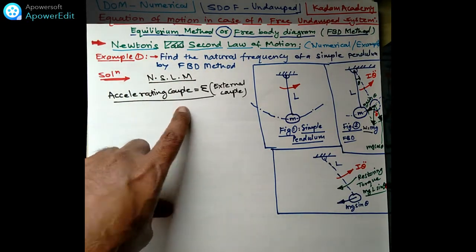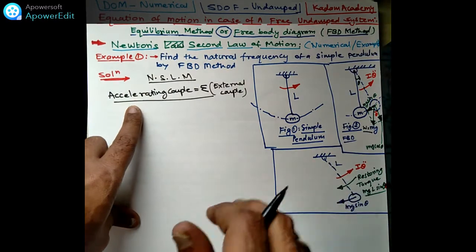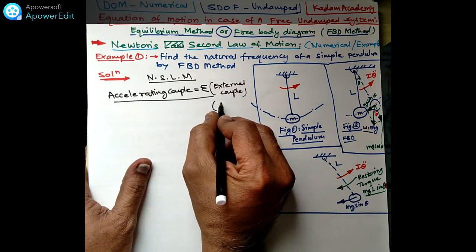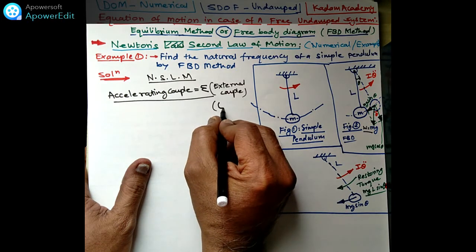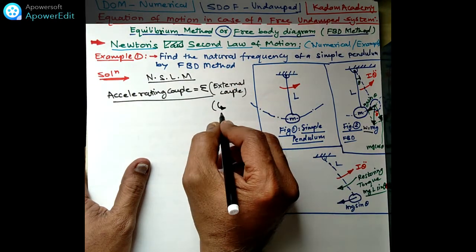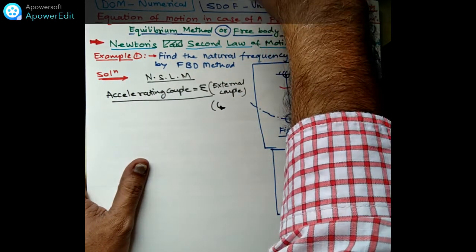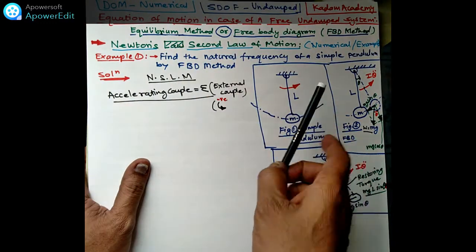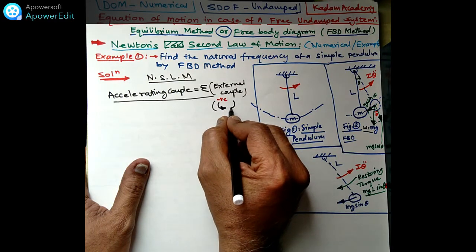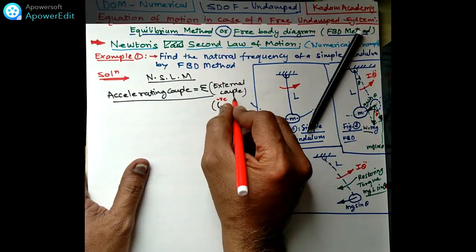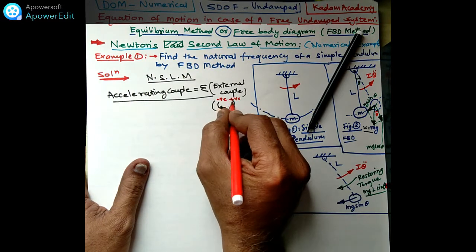Whatever the accelerating couples on this body, see here what is important: when the couple moves anti-clockwise, it is represented with a negative sign, and when the couple moves clockwise, you can represent it as positive.